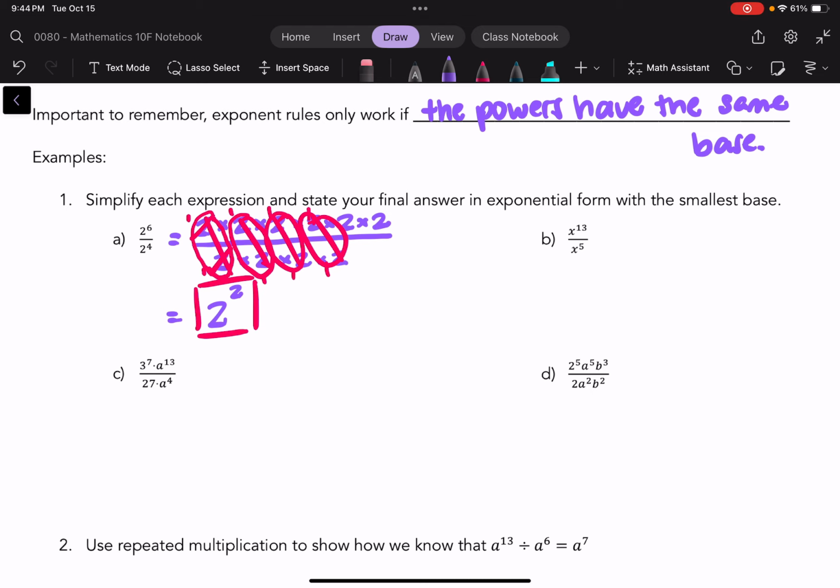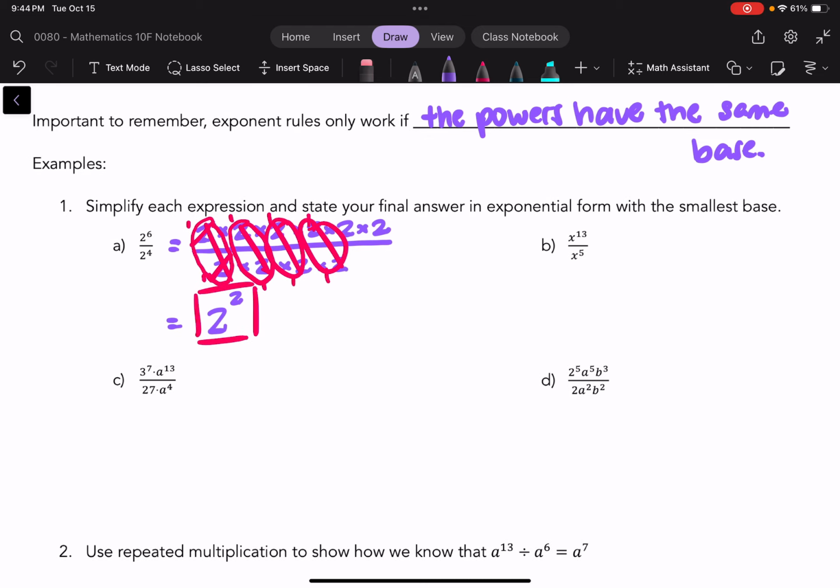Okay, we're back. So in the next one, when I take a look at this, these powers x to the 13 divided by x to the 5 have an identical base. Because it is division of powers with the same base, I can subtract my exponents. 13 minus 5 gives me x, the same base, to the power of my new exponent of 8.